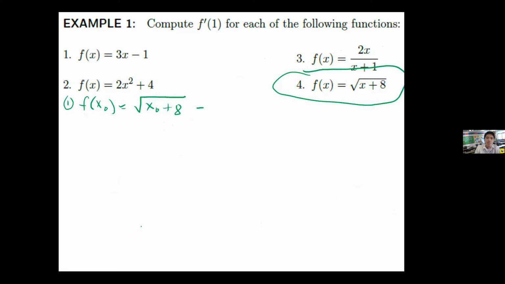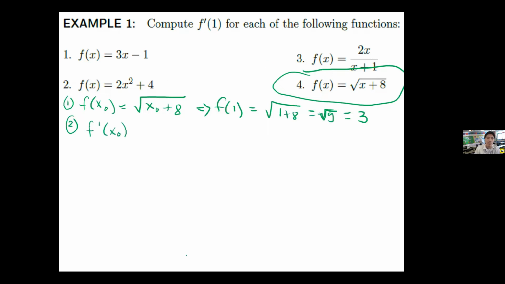Then, since x sub 0 is 1, f of 1 is equivalent to the square root of 1 plus 8, which is the square root of 9. And again, since the given is a square root, it is not positive or negative. It is just positive, which is 3. Next, after solving f of x sub 0, we solve for our f prime of x sub 0.